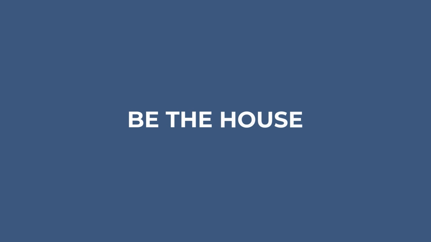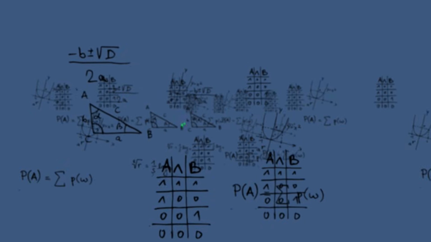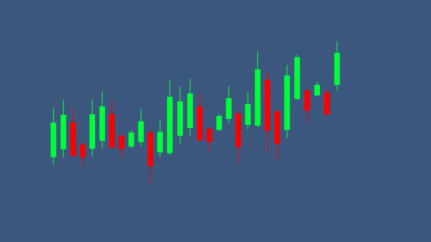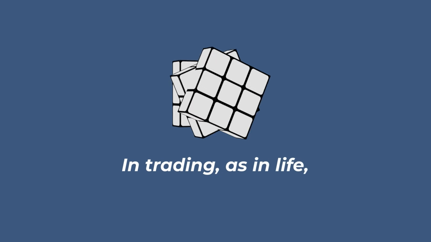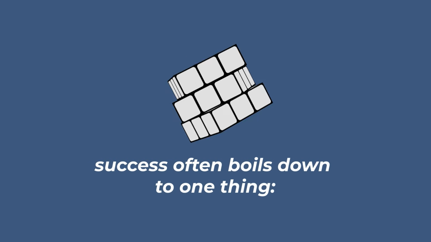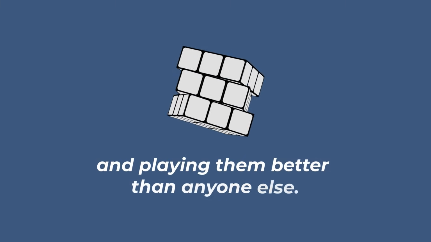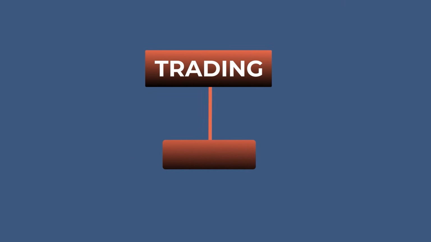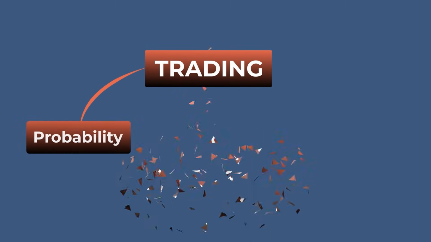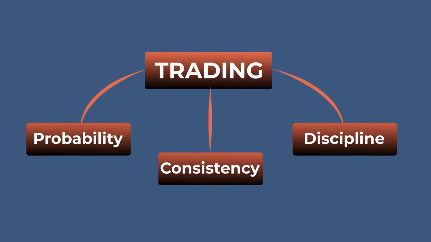Be the house, not the gambler. Mastering the mathematics of trading. In trading, as in life, success often boils down to one thing: understanding the rules of the game and playing them better than anyone else. Trading is not about luck. It's about probability, discipline, and consistency.